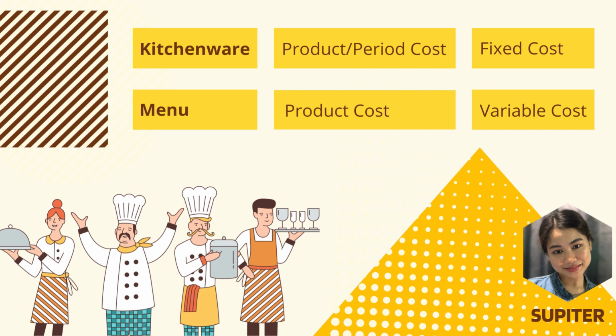Furthermore, both the period and product costs of kitchenware identify as fixed costs because these are expenditures that do not alter in response to changes in output or sales volume. Simply put, fixed cost remains constant regardless of whether output or sales increase or decrease. While the total cost of these charges is constant, the cost per unit changes according to output or sales.